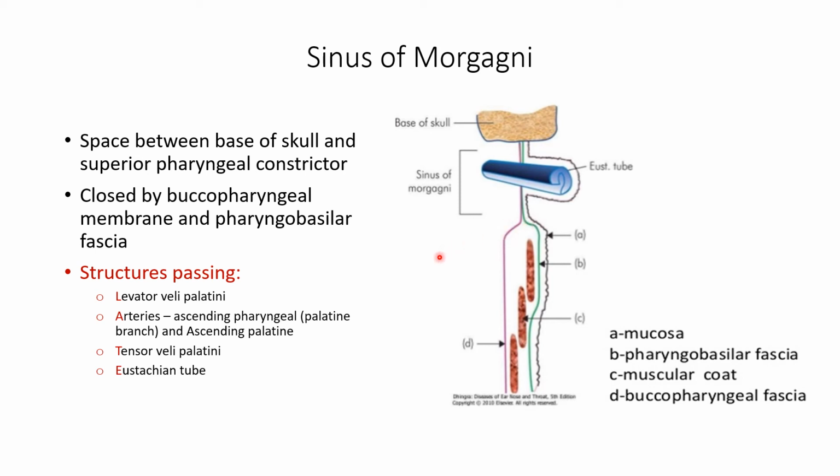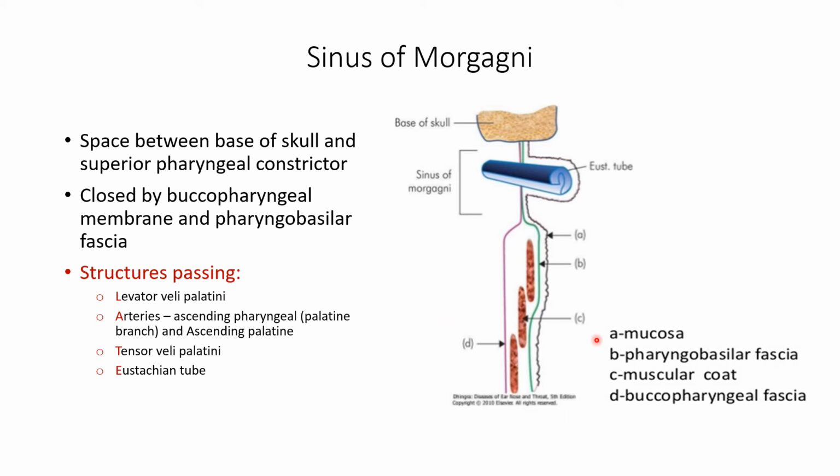So the structures that will be passing through this space, that is the sinus of Morgagni, are the levator palatini muscle, the ascending pharyngeal artery, that is, the palatine branch of ascending pharyngeal artery, and the ascending palatine arteries. The tensor palatini muscle and the eustachian tube.